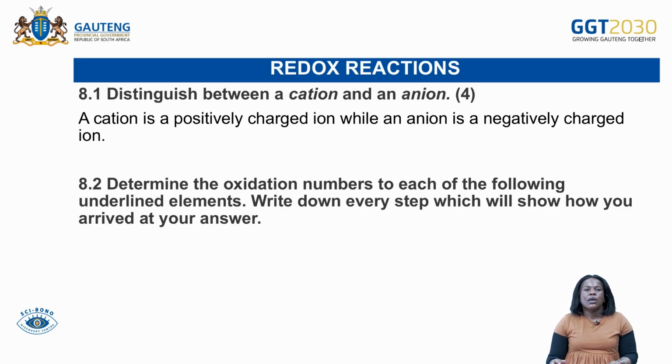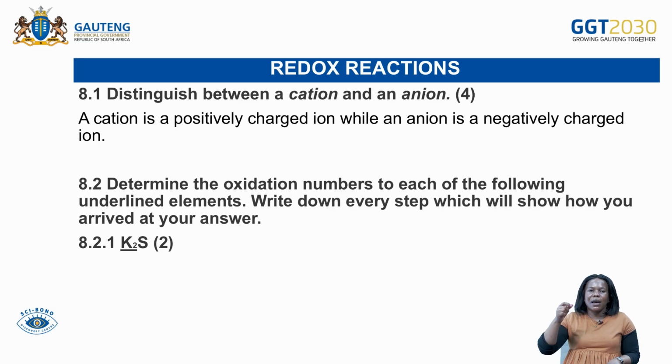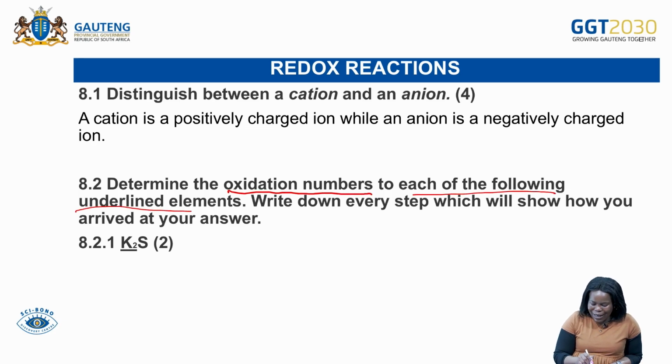Second question, it's your 8.2. Determine the oxidation number of each of the following underlined elements. Okay, write down every step, which will show how you arrived at your answer. So let's look at 8.2.1. It says K2S, all right? So we have to determine the oxidation number of each of the following that is underlined.